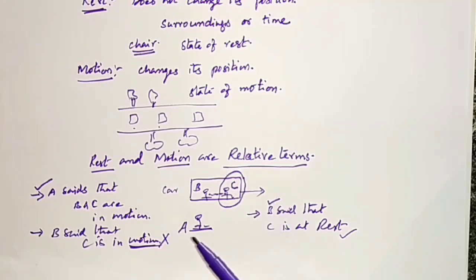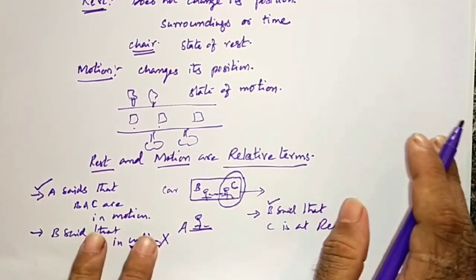That's why I am saying it is relative terms. Motion and rest are relative terms, that depends on the surroundings. Which depends on surroundings? Rest and motion. Understood? Yes. Now another example I will tell.